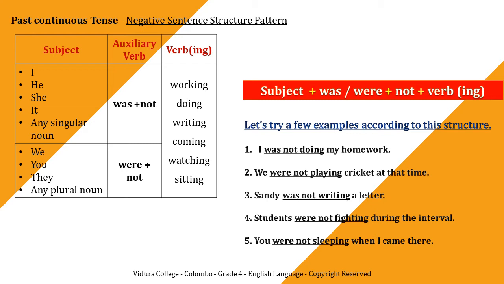I was not doing my homework. We were not playing cricket at that time. Sandy was not writing a letter. Students were not fighting during the interval. You were not sleeping when I came there. Like that, you can write negative sentences in past continuous tense using this structure pattern.